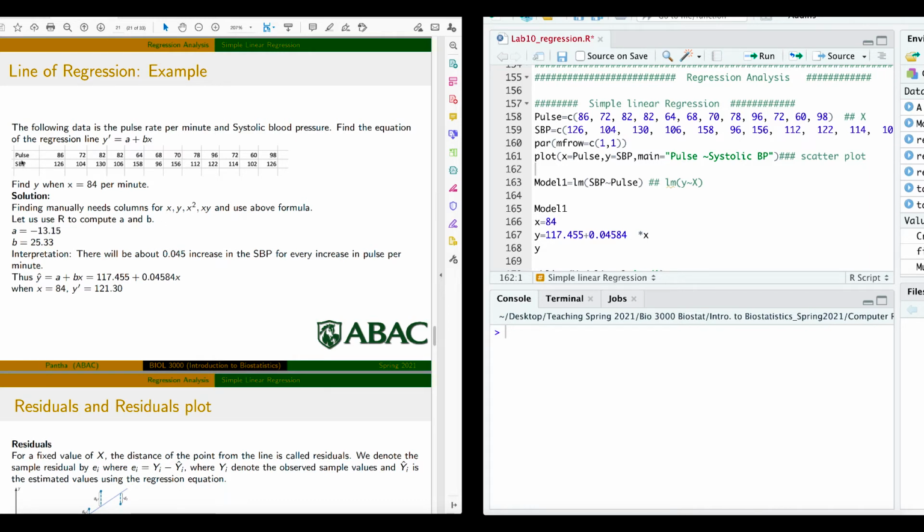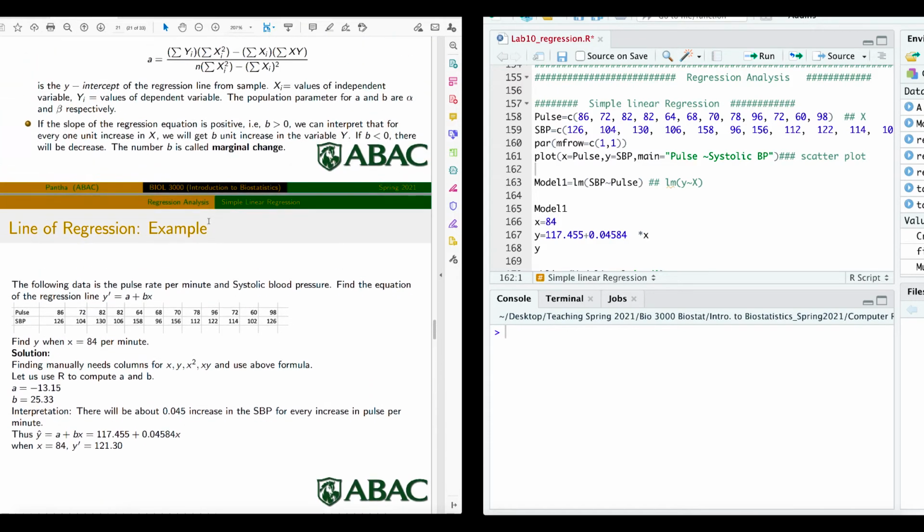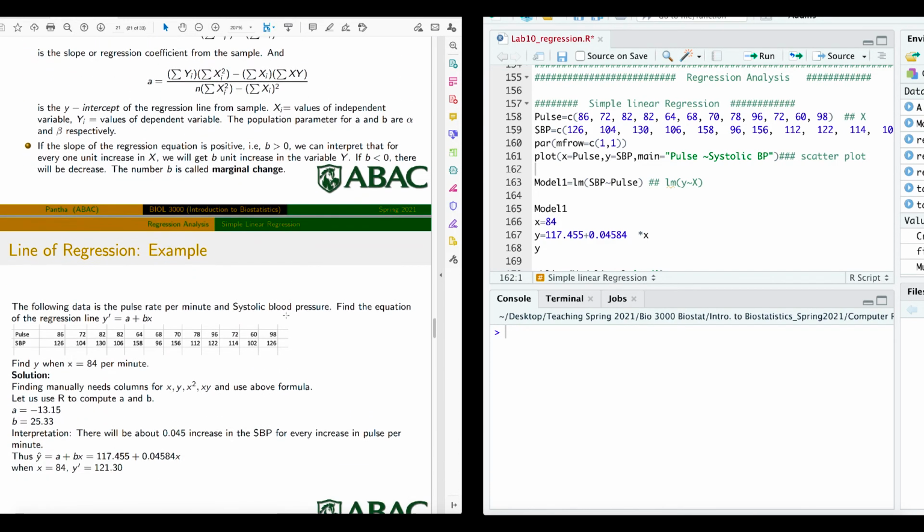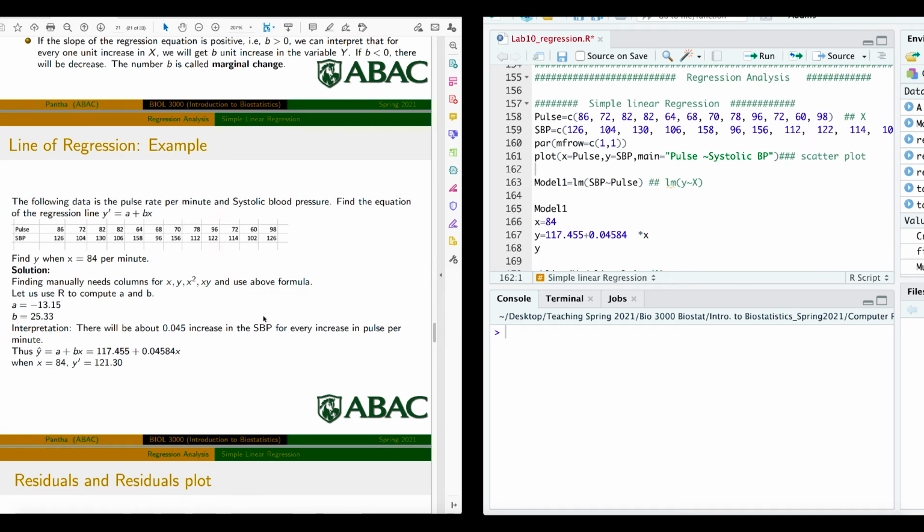This will be X, this will be Y. You copy that and then find out X squared and find out XY. And then you use that formula to find out A and B, and then you plug it into that equation, right? That's what you do. But I want to show you how to do R directly, okay?